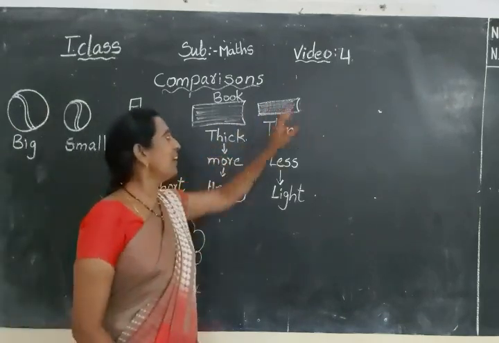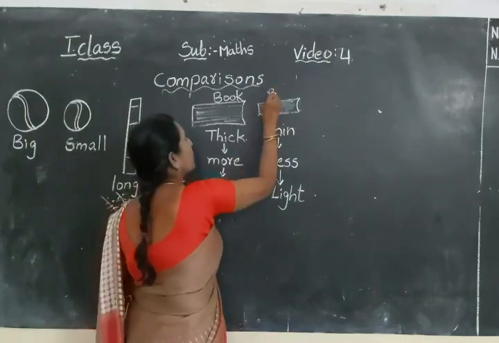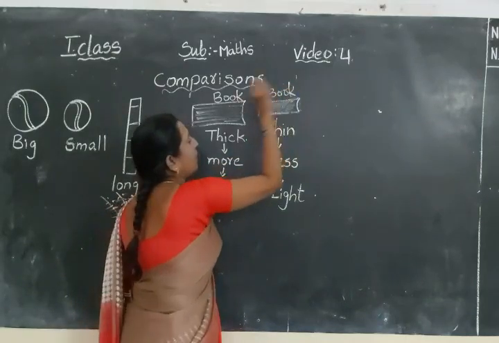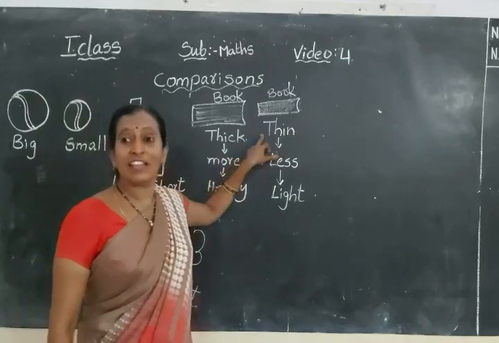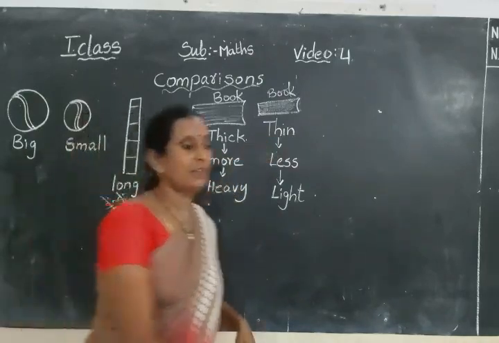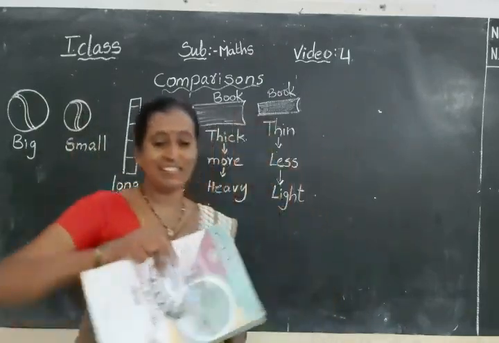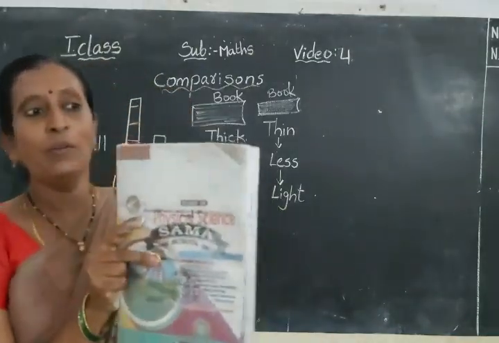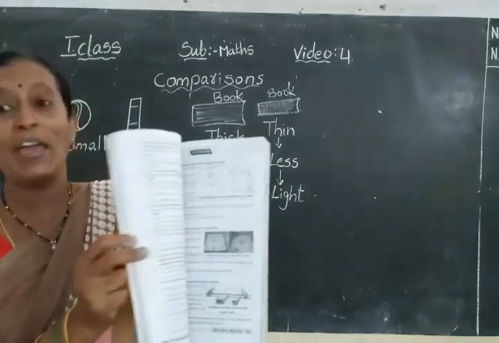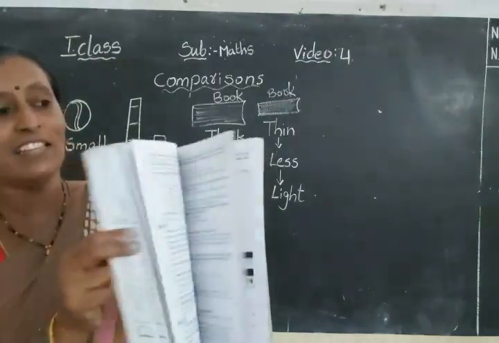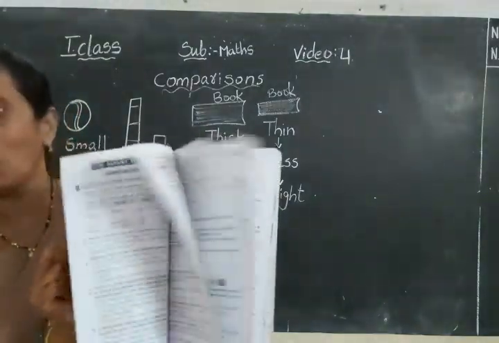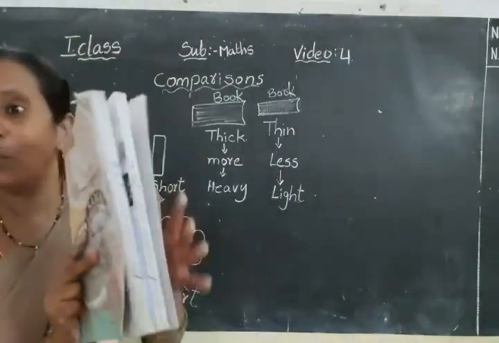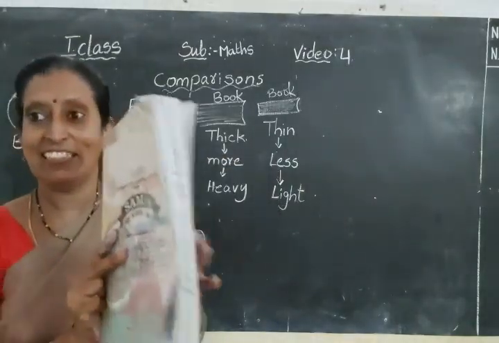And this is a thin book. Thin book. Why? Because see here. See this book. How this book has more pages. This book has, see that, how many pages? More pages. That's why this book looks thick.